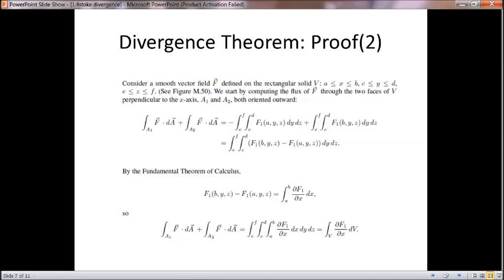On applying this over here, the integral over A1 of F dot dA plus the integral over A2 of F dot dA is equal to the integral of E to F, integral of C to D, integral of A to B of dou F1 by dou X dx dy dz, which is equal to the integral of dou F1 by dou X into dV. This is for the direction with respect to X.